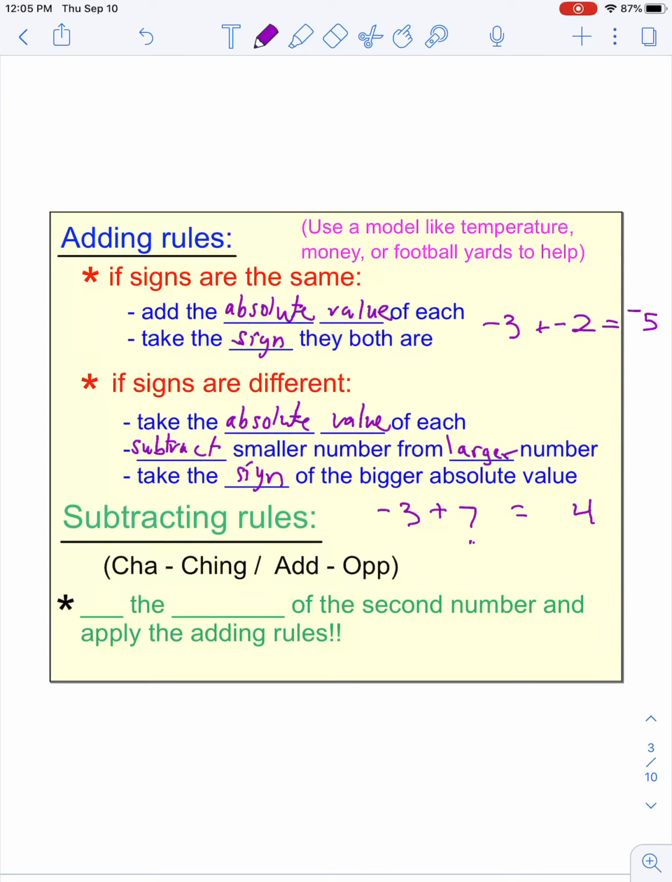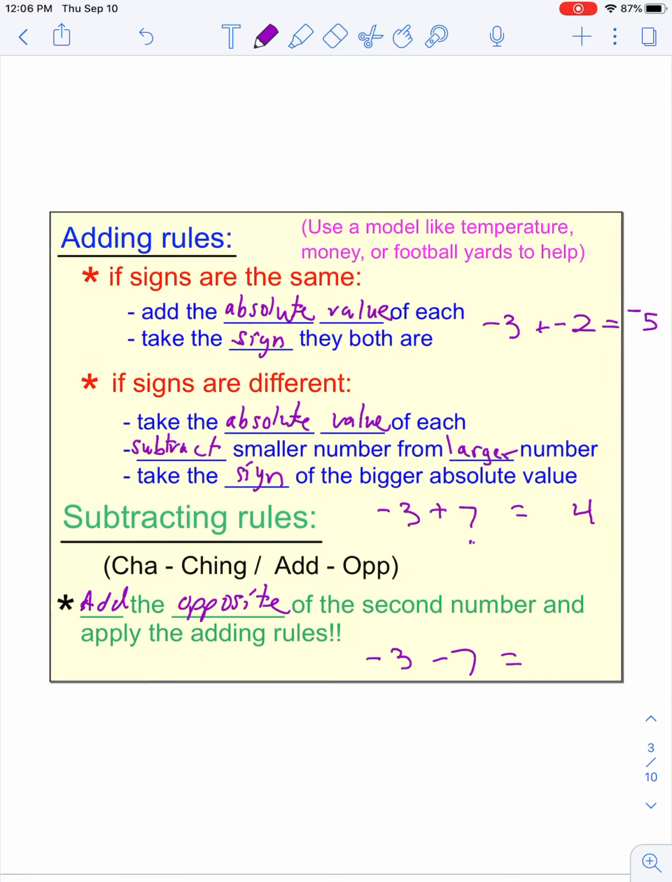The good news is, with subtracting, you can actually change every subtraction into addition, because subtracting is always adding the opposite of the second number. Now in middle school, some teachers will use kind of mnemonics like cha-ching or add op or chop chop to help you remember that, okay? But if you have -3 and we are subtracting now, and we are going to be subtracting 7 this time.